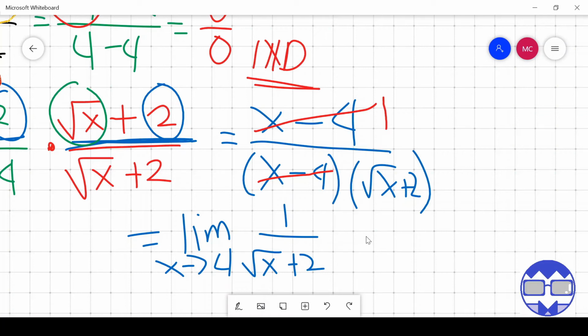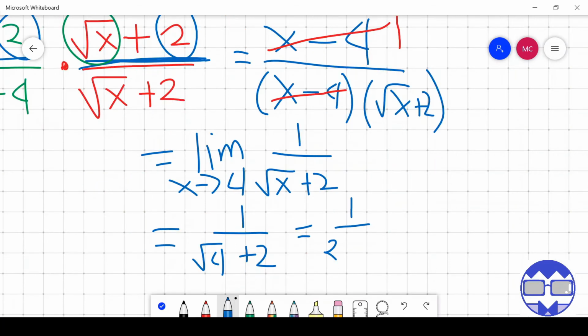So we can now try to answer. We have 1 over square root of 4 plus 2. And this will give us 1 over, square root of 4 is 2, plus 2, which is 1 over 4. Hence, our final answer is 1/4, or in decimal, 0.25. So either 1/4 or 0.25.